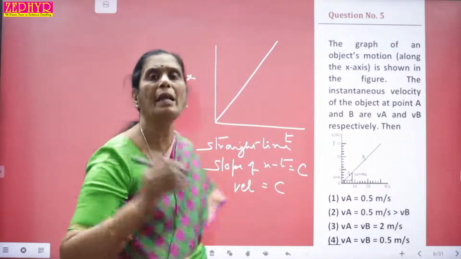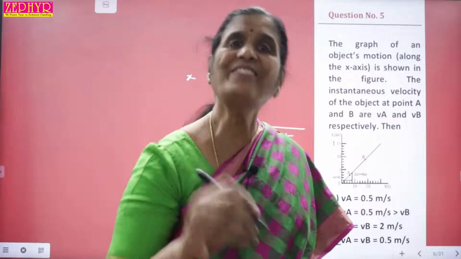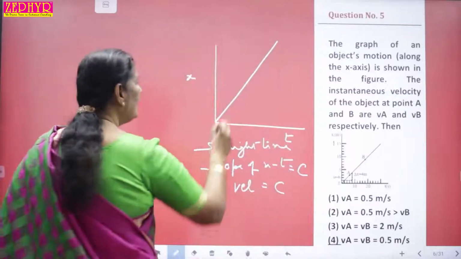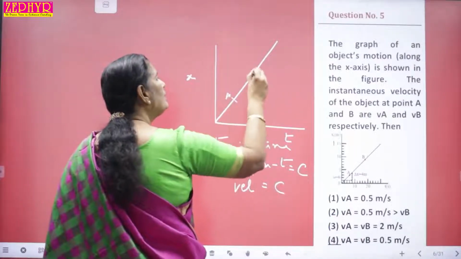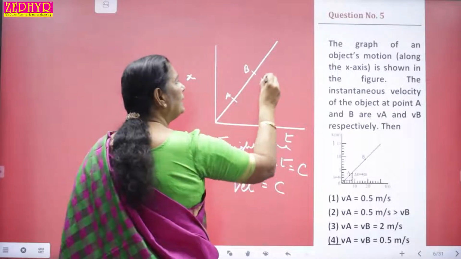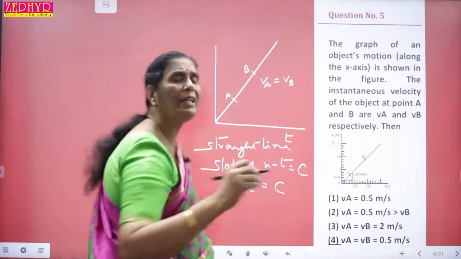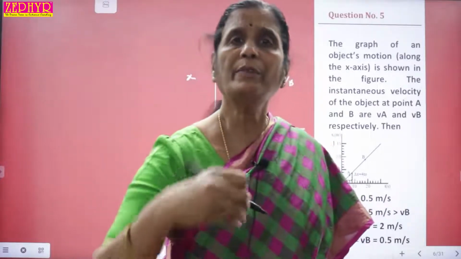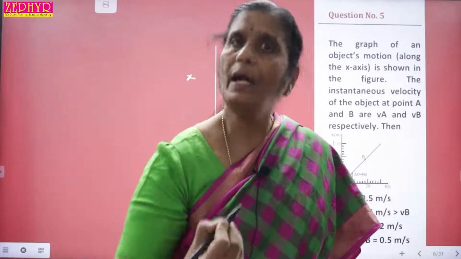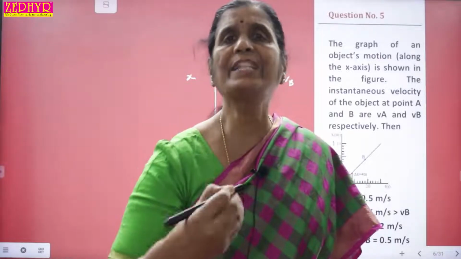Velocity at every point is constant. That is, velocity at this point is one and the same as velocity at this point. Velocity at A is one and the same as velocity at B. Why are the velocities equal? Because velocity can be identified by measuring the slope.